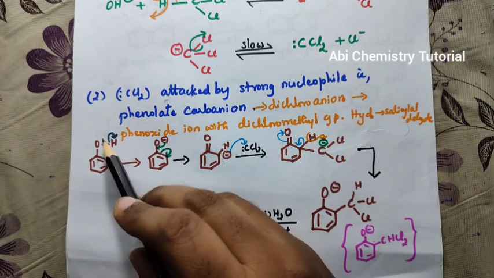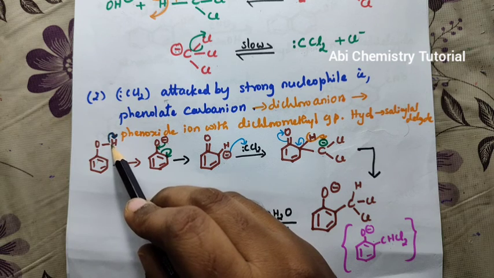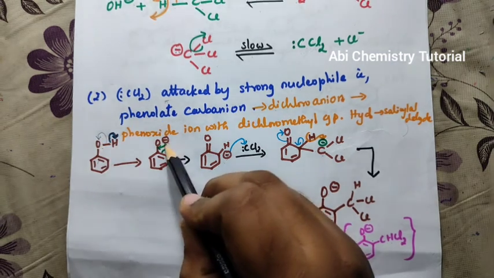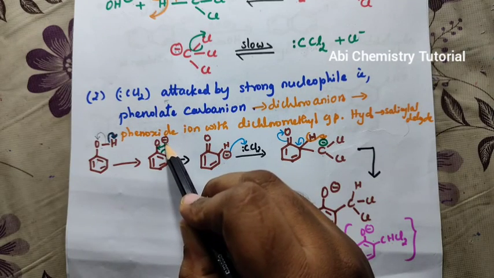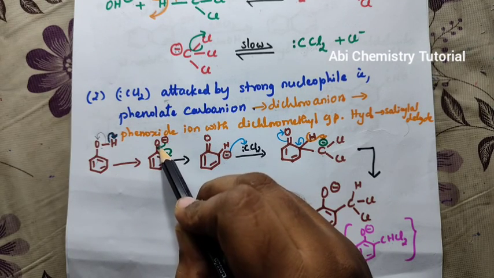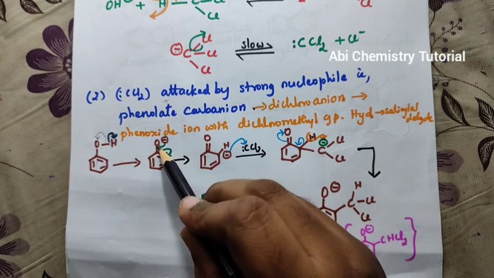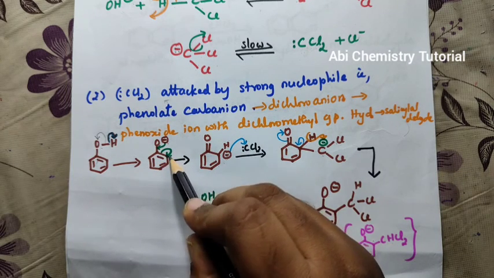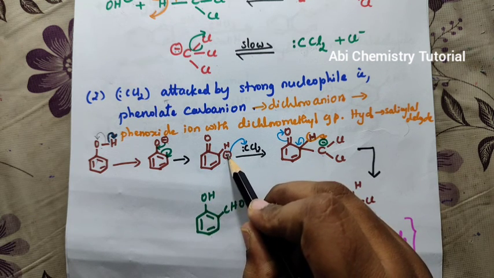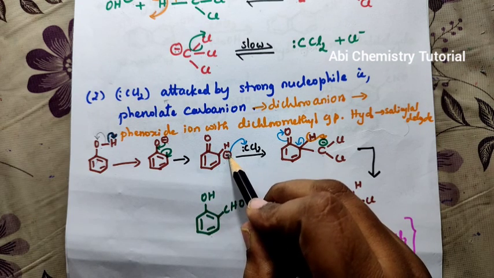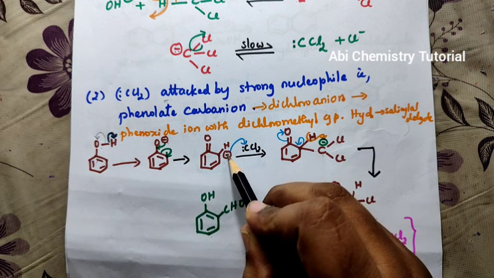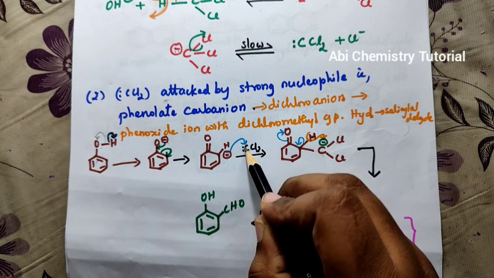So this is phenol and in this OH bond, the H plus is removed and this bond shifts over oxygen with a negative charge. So now this negative charge shifts over here to form a double bond between oxygen and carbon, and so this bond is shifted over this carbon to form a negative charge here. So this is the phenolate carbanion. So this phenolate carbanion will attack the dichlorocarbene.